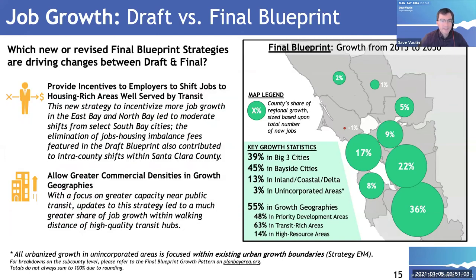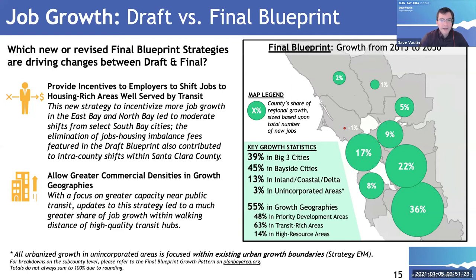So what led to some of these shifts between the draft and final? Well, first, the replacement of fee-based strategies with an incentive-based approach to shift the location of jobs, known as strategy EC5, was successful at shifting a small to moderate share of jobs from the South Bay to the East Bay and North Bay.